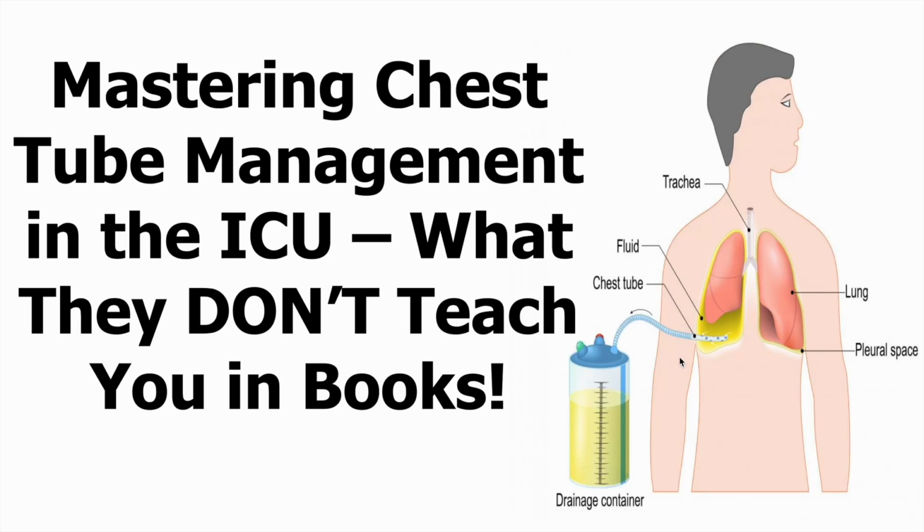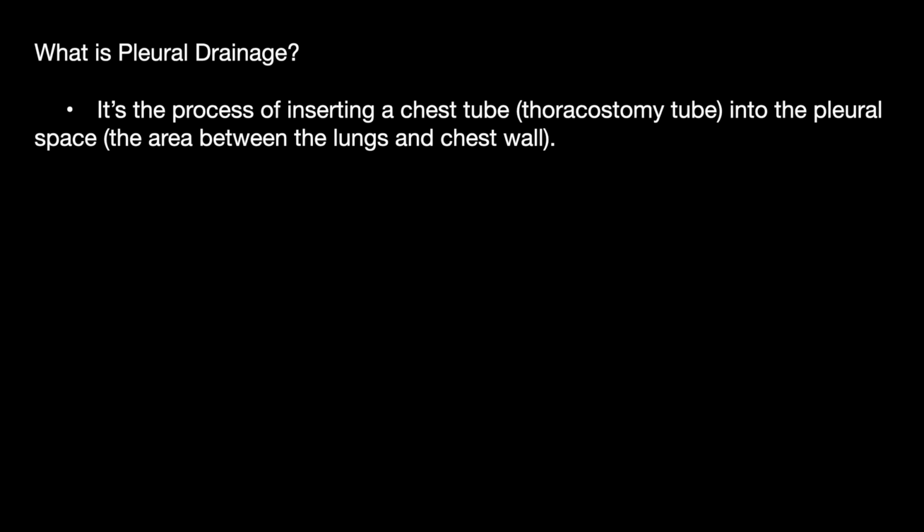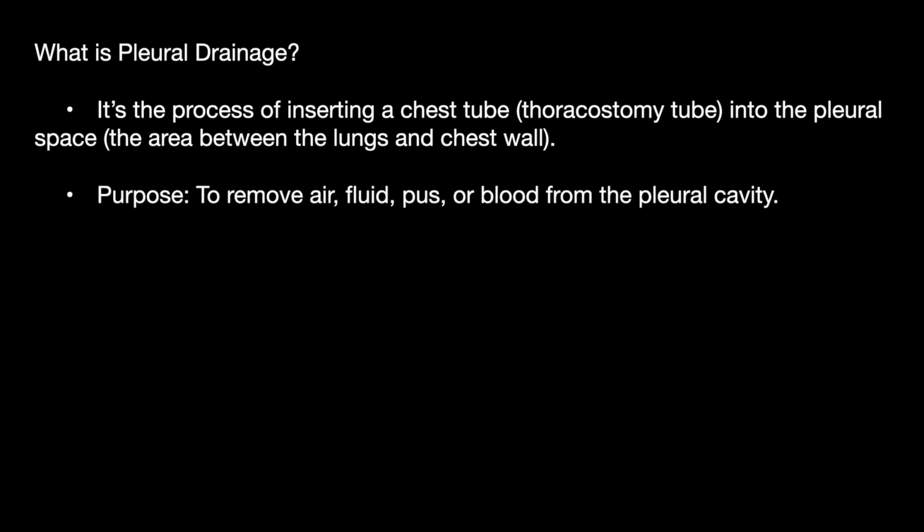Hello and welcome everyone. Today we'll be discussing chest tube management in the ICU, what you have actually never read in the books. So what exactly is pleural drainage? It is a process of inserting a chest tube, that is a thoracostomy tube, into the pleural space, that is the area between the lungs and the chest wall, that is the two pleural walls. The purpose is to remove any air, fluid, pus or blood in this particular place.